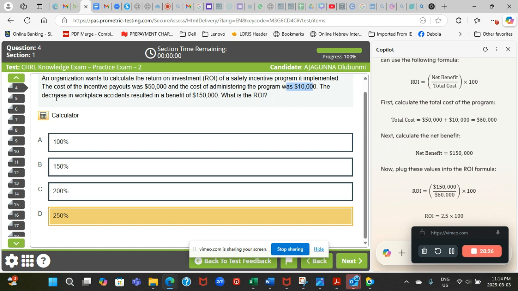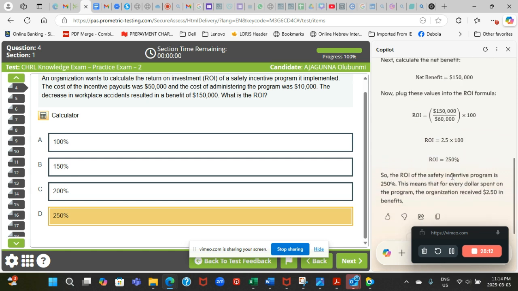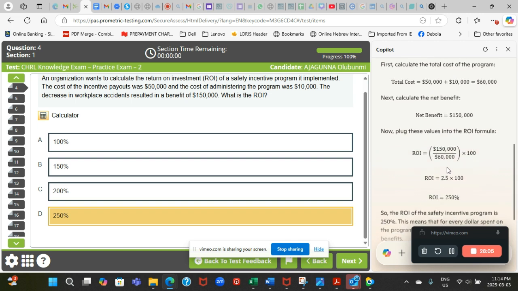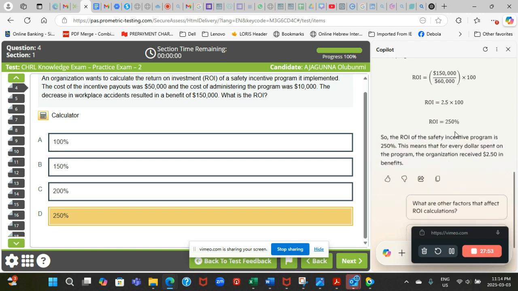Now it says the decrease in workplace accidents resulted in a benefit of 150,000. It's interpreting that as the net benefit equals 150,000. So the calculation will be ROI equals 150,000 as the numerator divided by 60,000 as the denominator, which is our total cost, times 100. ROI equals 2.5 times 100, which equals 250%.